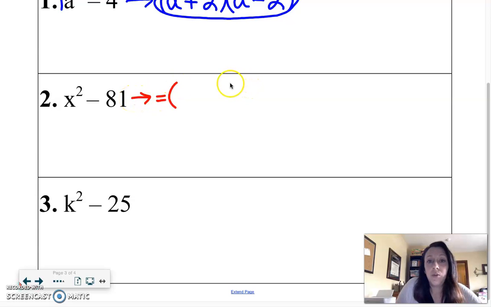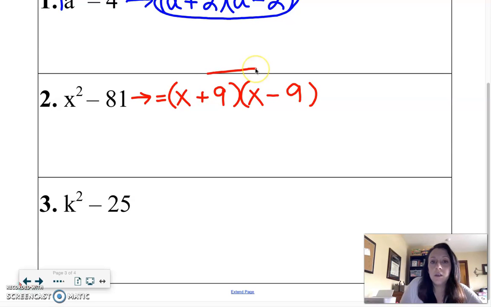Okay, set up your two parentheses. Start at the beginning and say what times what equals x squared? x times x. And then what number times itself equals 81? 9 times 9, and you just need a plus and a minus, and you are done.